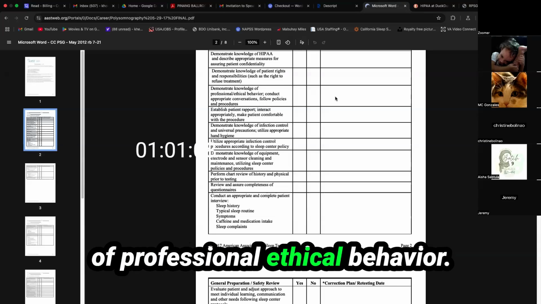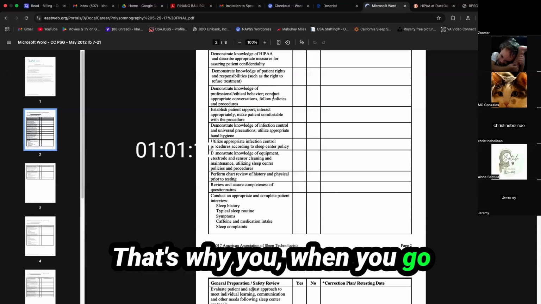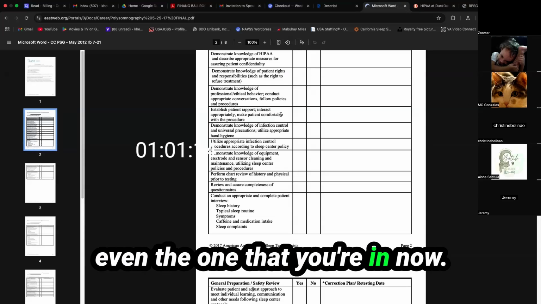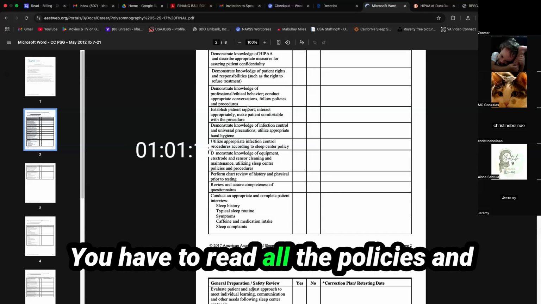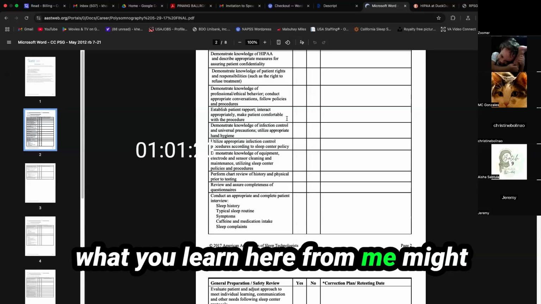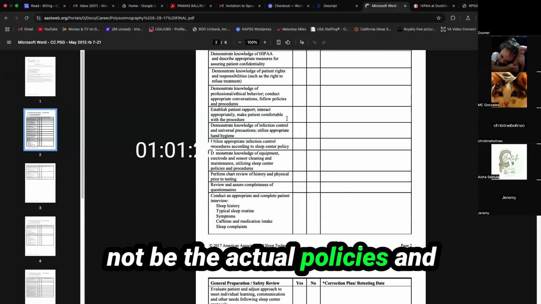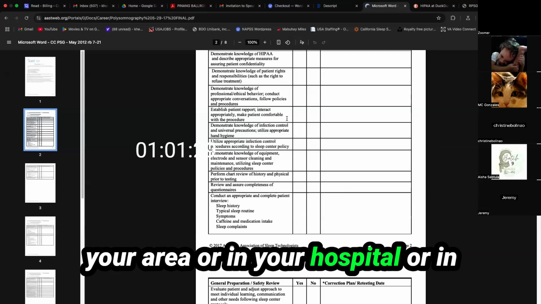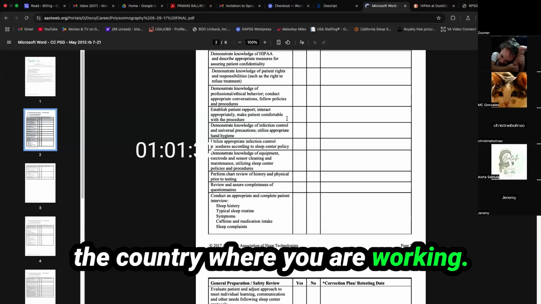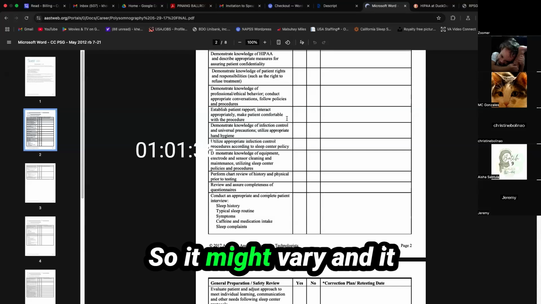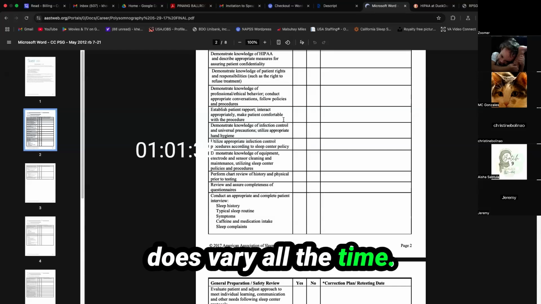Demonstrate knowledge of professional ethical behavior. That's why when you go to a sleep lab, any sleep lab, even the one that you're in now, you have to read all the policies and procedures, because sometimes what you learn here from me might not be the actual policies and procedures in your sleep lab or in your area or in your hospital or in the country where you are working. Make sure that you know the policies and procedures. It might vary, and it does vary all the time.